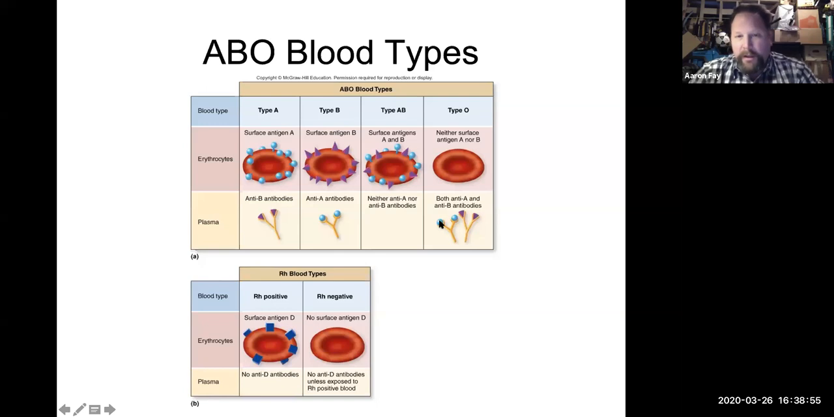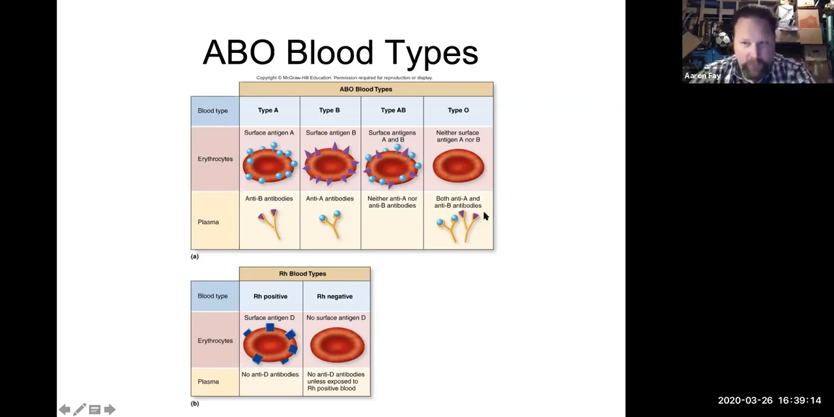So the way to remember this, I know it's a lot of terminology as I'm trying to work through it. Blood type A has the A sugar. Blood type B has the B sugar. Blood type AB has both sugars. Blood type O has neither sugar.